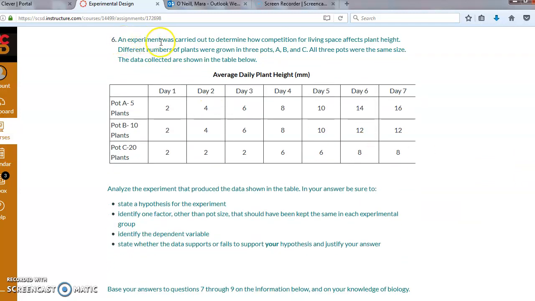Number 6. An experiment was carried out to determine how competition for living space affects plant height. Different numbers of plants were grown in 3 pots, A, B, and C. All 3 pots were the same size. The data collected are shown in the table below. Our title says Average Daily Plant Height, and it goes up to day 7. Pot A has 5 plants. Pot B has 10 plants. Pot C has 20 plants.